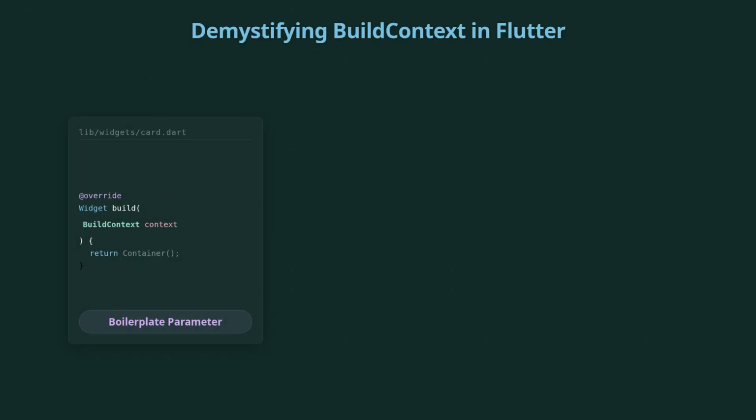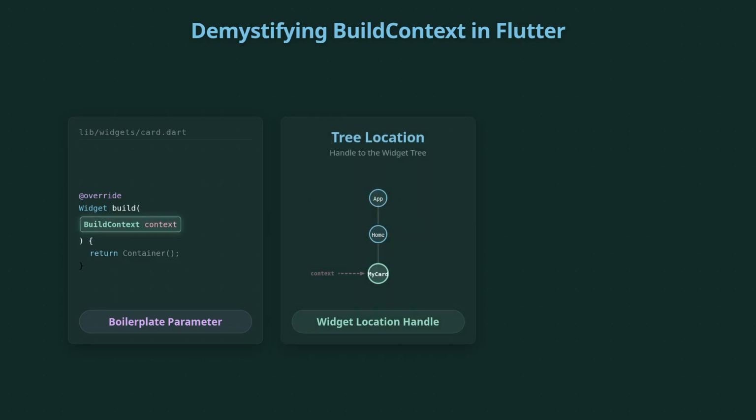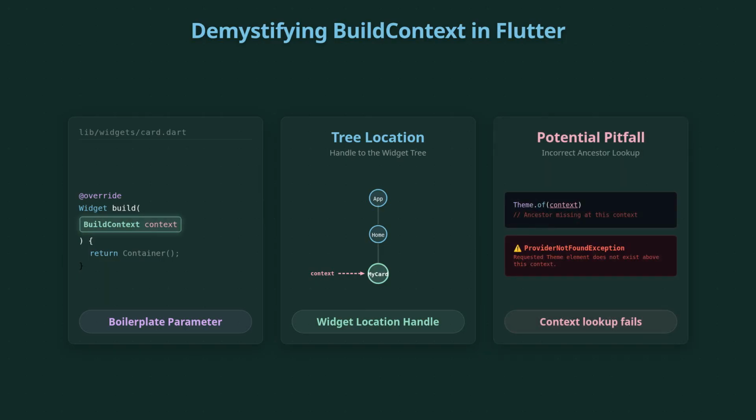Every single time you write a widget in Flutter, there it is. BuildContext. It is the ultimate boilerplate parameter. Most of us just accept it, pass it down to other functions, and hope we never have to think about it. But if you do not understand it, Flutter will eventually punish you with a red screen of death.